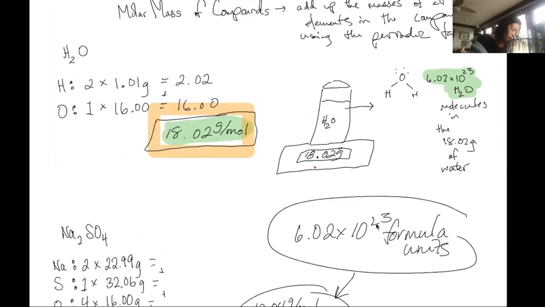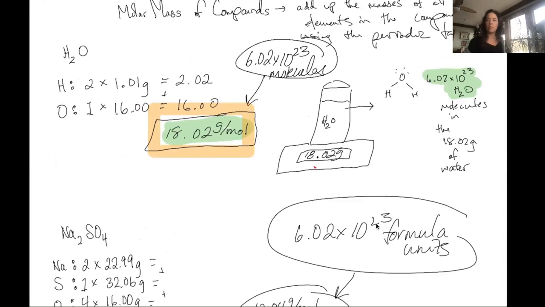And notice for water, water's really light. If I need 6.02 times 10 to the 23rd pieces, which would be called molecules because it's covalent, I would only need 18 grams of water. Same number of particles, but a different mass for those particles, okay?